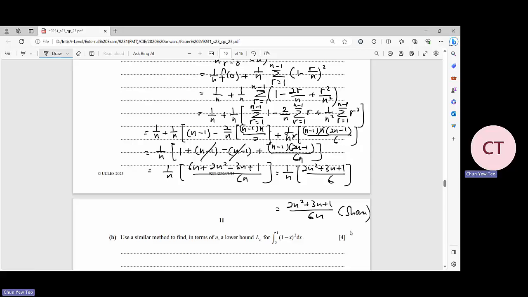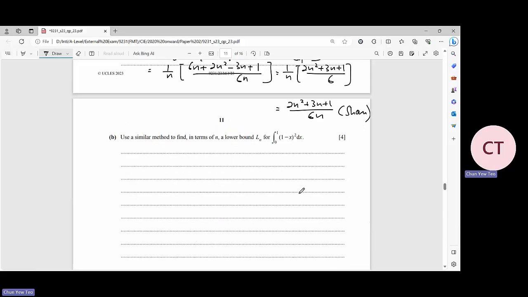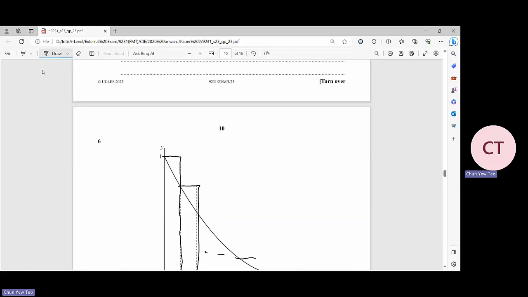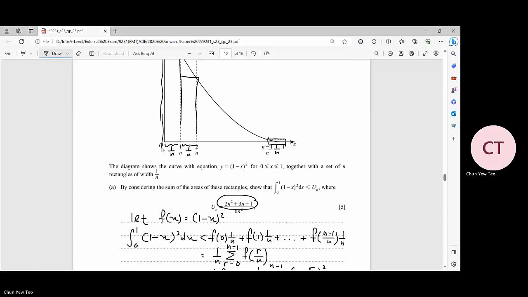Then similarly, for the part B, we want to find the lower bound. Okay, so this lower bound, that means this integrate, it will be greater. Greater than what? So this time you have to change your rectangle from the taller rectangle to become shorter rectangle. So need to make it like this. Rectangle number 1, rectangle number 2. Okay. So you have to do until the last one. Okay, the last one is this rectangle.